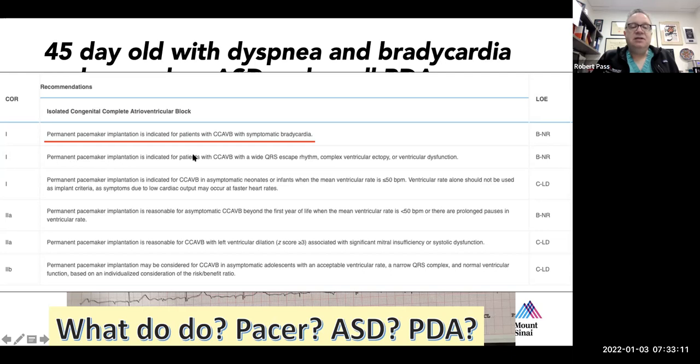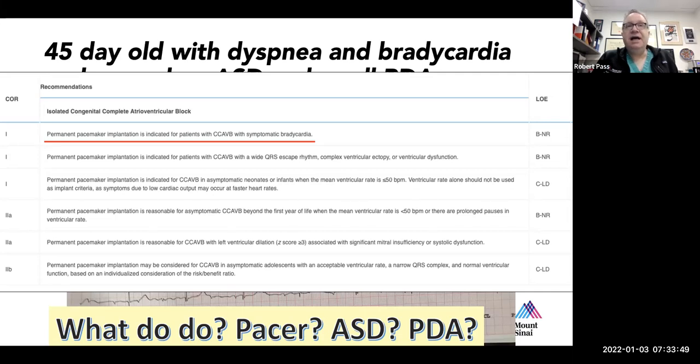Also, pacemaker implantation with complete congenital heart block and a wide QRS escape rhythm or ventricular dysfunction. We do not have that in this patient. Also in an asymptomatic neonate or infant, when the mean ventricular rate is less than or equal to 50 beats per minute, and the ventricular rate alone should not be used as an implant criteria, as symptoms due to low cardiac output may occur at faster heart rates. So actually, your initial comment about the fact that the resting heart rate was in the 40s, that in and of itself would not be considered a class 1 indication.